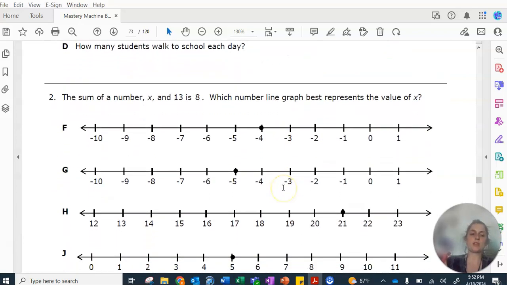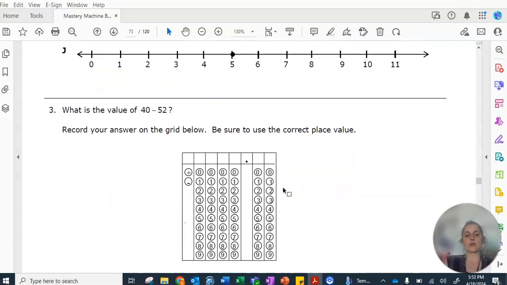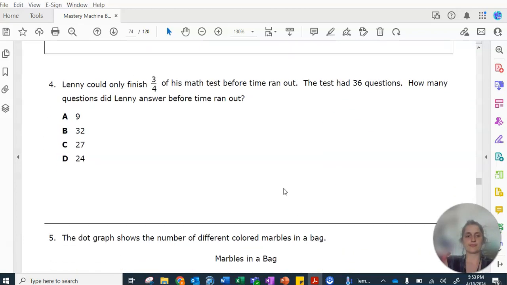Number 2, the sum, that means you're adding, of a number, x, and 13, so x and 13, equals 8. Solve for x, and then whichever number in the number line has the dot on your answer for x, that's what you're picking. What's the value of 40 minus 52? Add them, subtract them, do whatever you need to do with those integers.